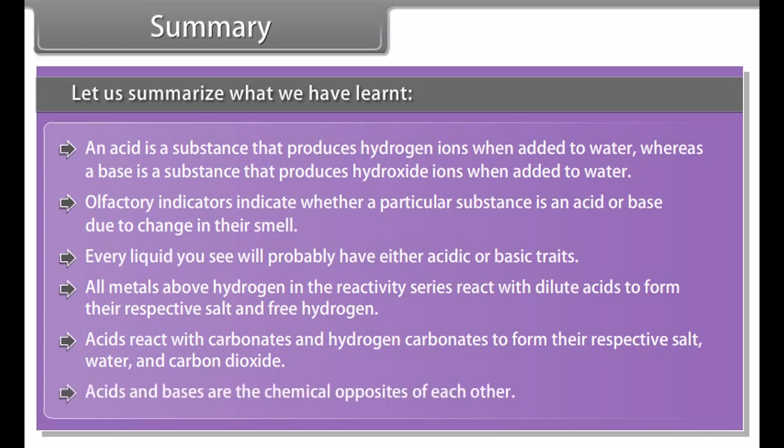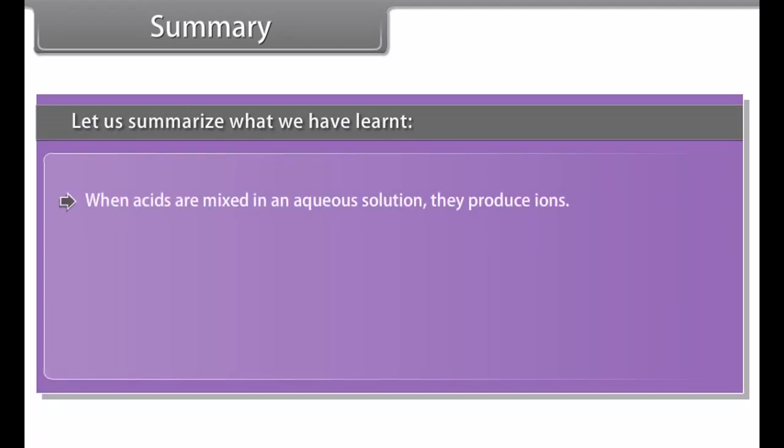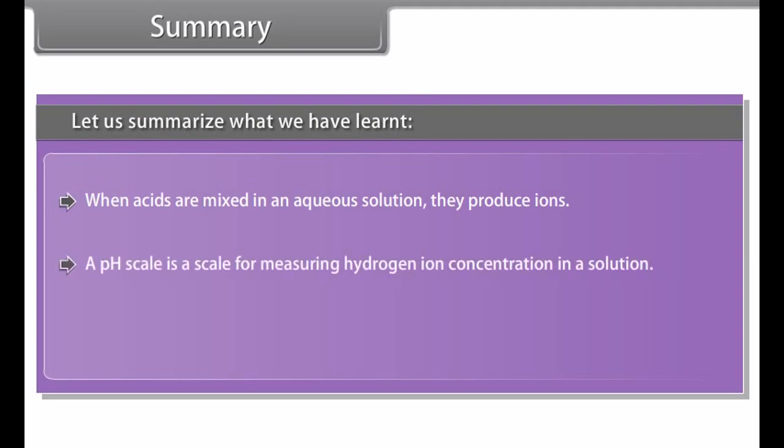Acids and bases are the chemical opposites of each other. When acids are mixed in an aqueous solution, they produce ions. A pH scale is a scale for measuring hydrogen ion concentration in a solution. Salts are formed from the reaction between acids and bases.